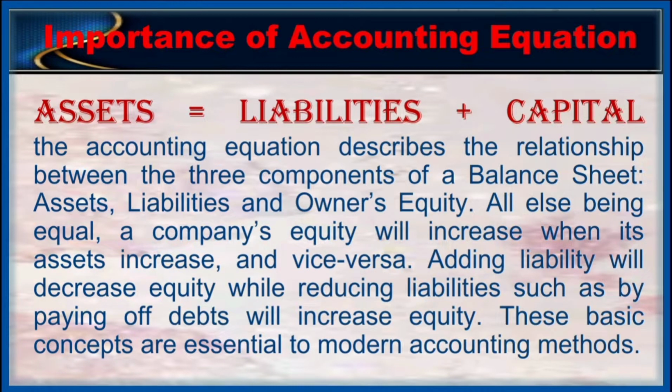Importance of accounting equation. Equation is assets is equal to liability plus capital. The accounting equation describes the relationship between the three components of the balance sheet: assets, liabilities, and owner's equity. All else being equal, a company's equity will increase when its assets increase, and vice versa. Adding liability will decrease equity, while reducing liabilities, such as by paying off the debts, will increase equity. These basic concepts are essentials to modern accounting methods.